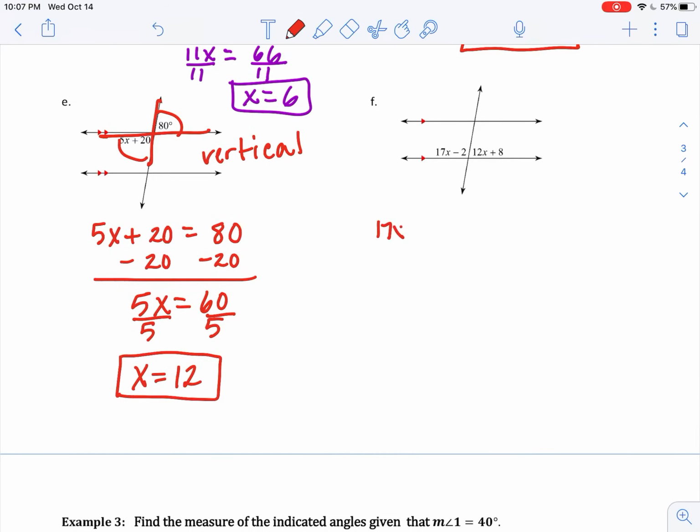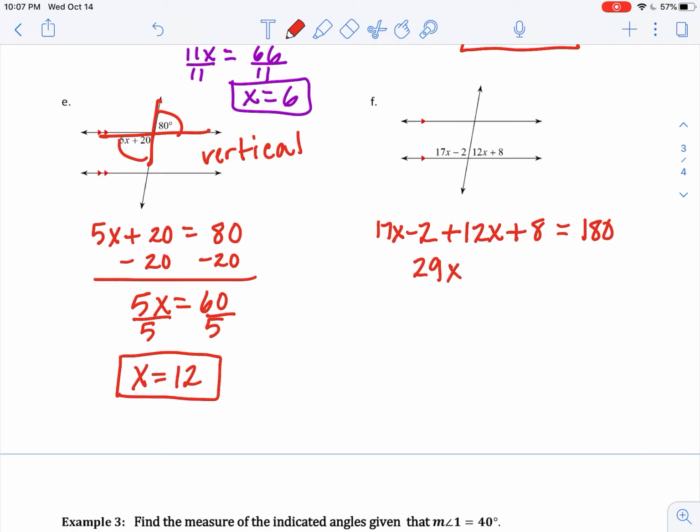And so a linear pair is the only other kind of angle besides the same side interior that we learned add to 180. So you'll take the 2 angles you see, the 17x minus 2 plus the 12x plus 8, and set it equal to 180. 17 and 12 make 29. Again, please combine like terms before you do anything.